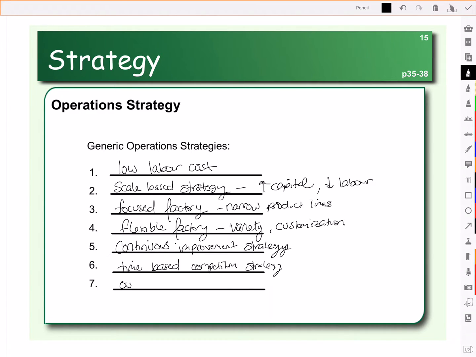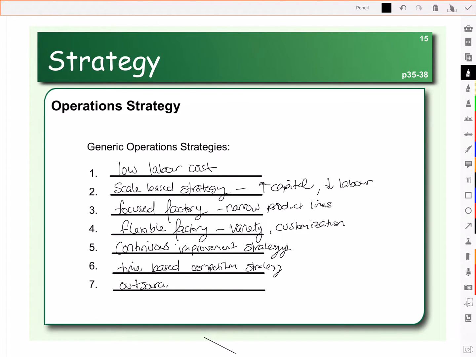And finally, your last generic operation strategy would be whether or not you should be outsourcing. All right, so are you going to buy your parts from another source instead of make it yourself?